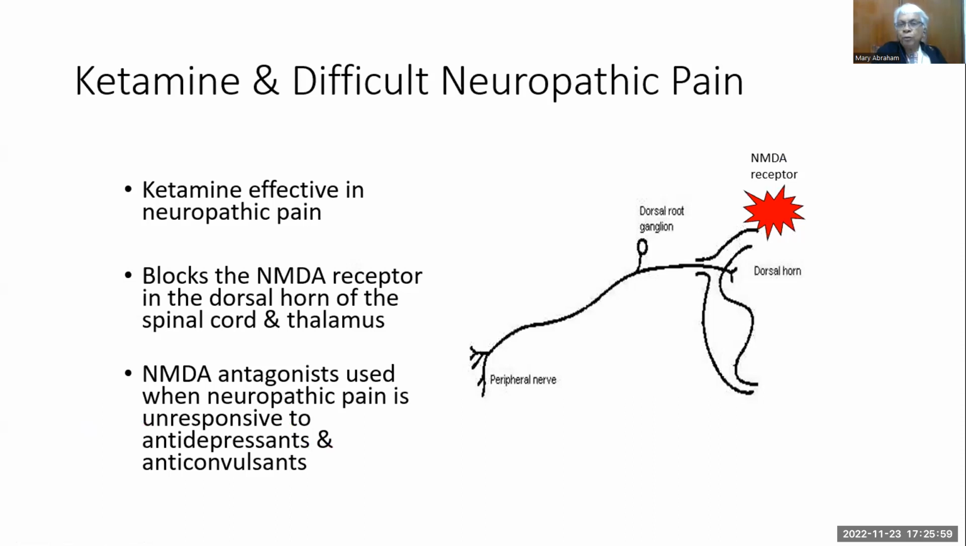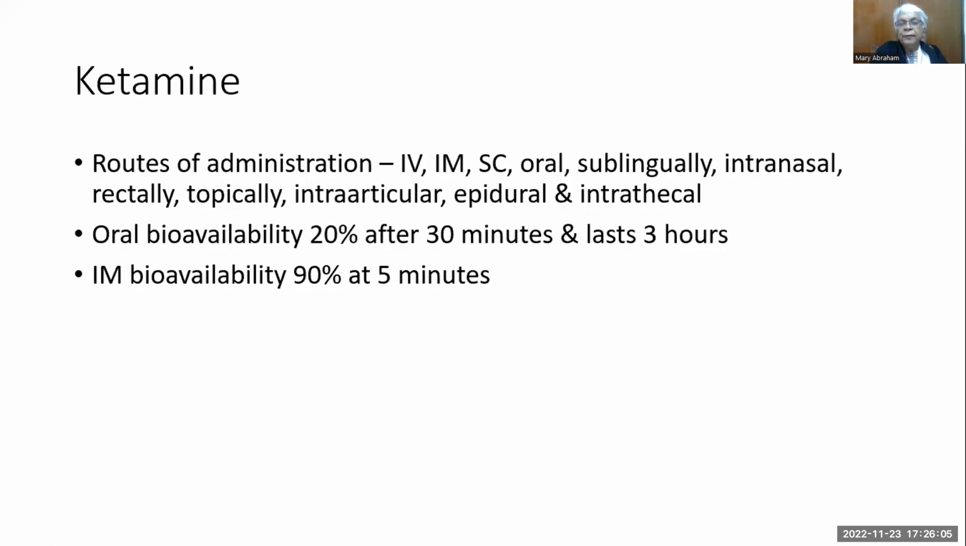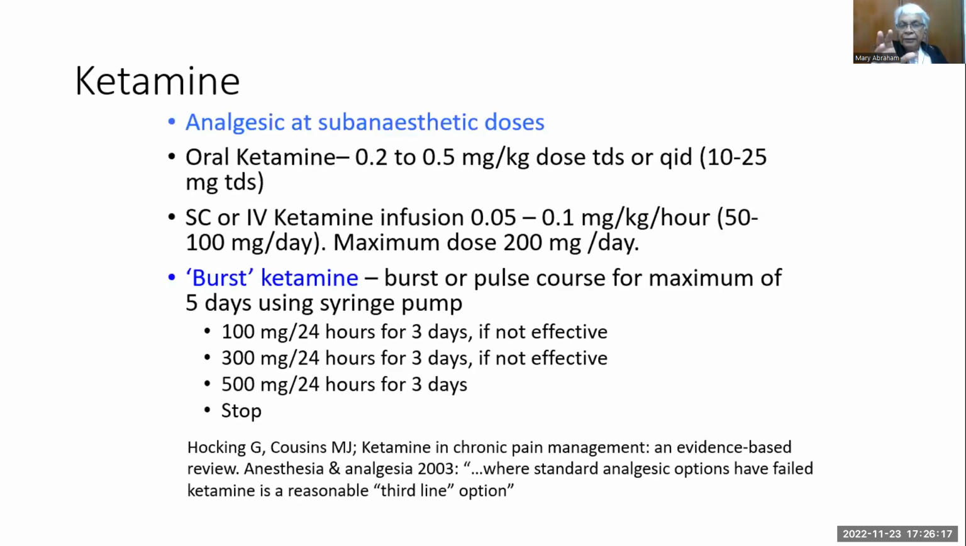Now, ketamine is one option that we can use to treat neuropathic pain. I'd already mentioned where it acts, okay? And this is used as a third line treatment for treating the difficult pain or neuropathic pain. Like I said, it can be given through a variety of routes. And in case of intractable pain, we give what is called a burst ketamine or a pulse course of ketamine for a maximum of 5 days using a syringe pump.